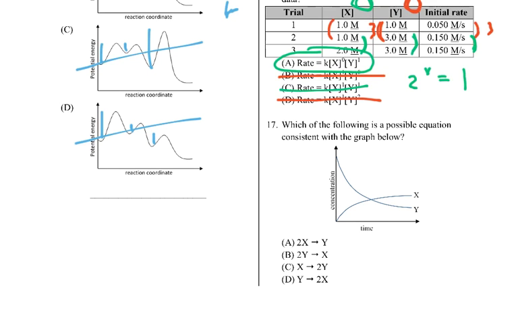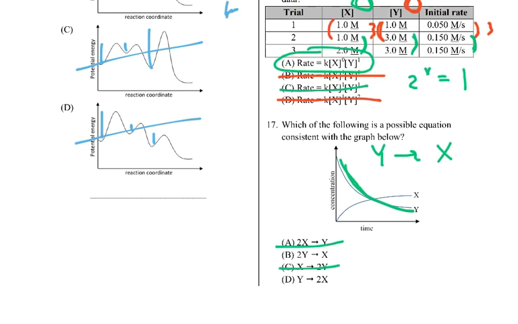17. Which of the following is a possible equation consistent with the graph? Okay, well, a couple things. X and Y, so which one is the reactant, which one is the product? The reactant is going to get used up and it's going to go down. So Y must be the reactant, so it's going to be Y turning into X. So we know that's not the answer, and we know that's not the answer.